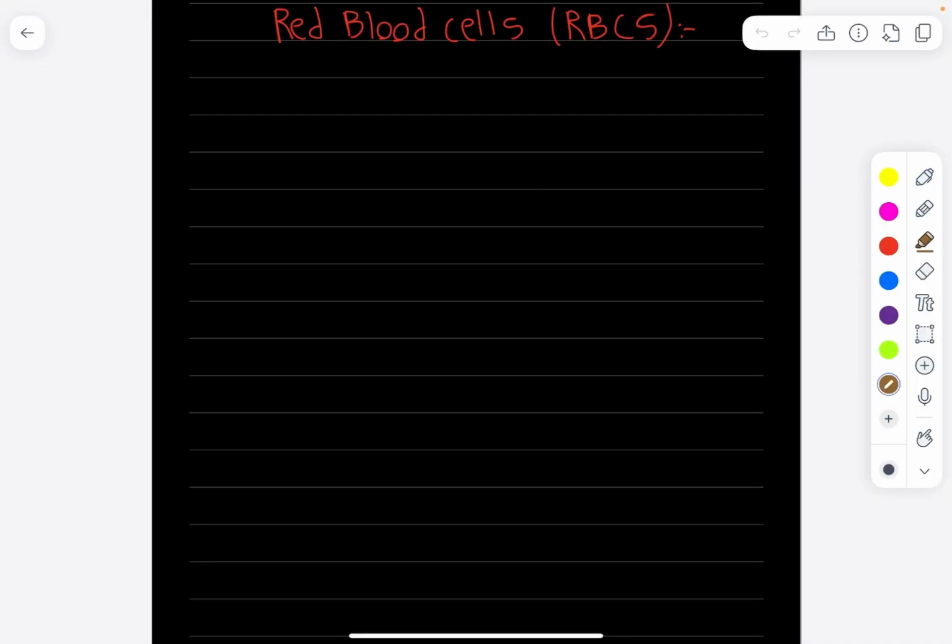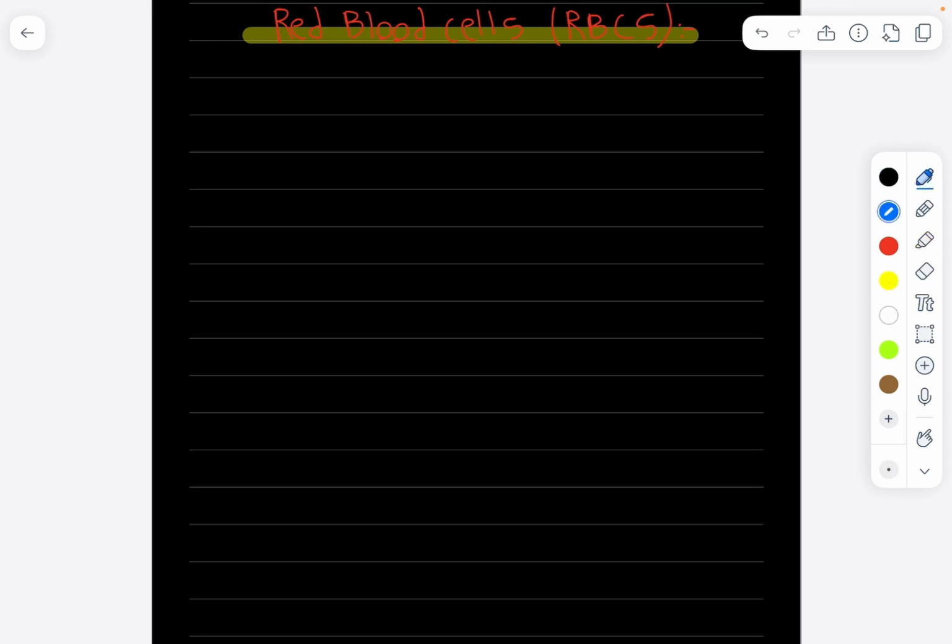So today we are going to cover the topic red blood cells. I believe that all of you are familiar with the topic red blood cells, as you should have studied this in your school. Alright, so first we are going to talk about some descriptions about the red blood cell.